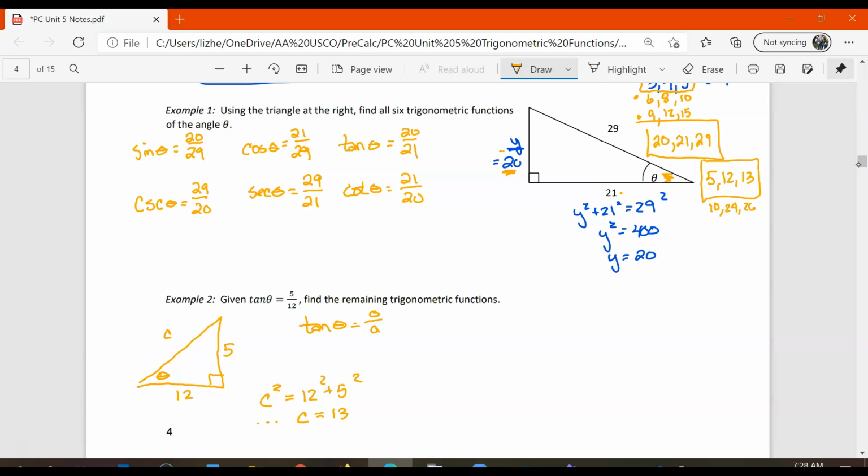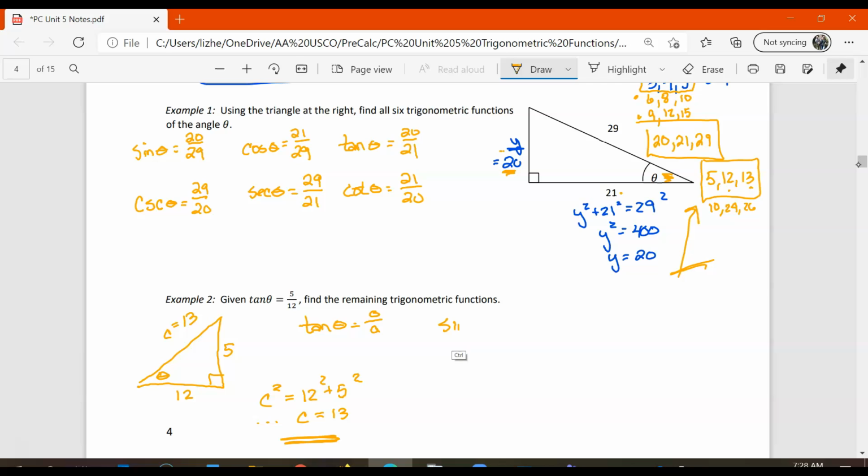Or you can refer up here to this Pythagorean triplet right there. This Pythagorean triplet says that if one leg is 5 and another leg is 12, the hypotenuse has to be 13, and that fits into this. So we know, either using the Pythagorean theorem or using Pythagorean triplets, that C has to be 13. So once we know that, we can find all the rest of our trig functions.